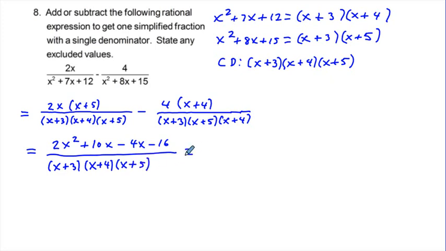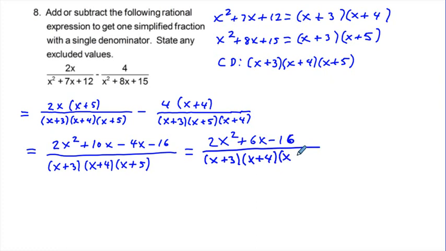And lastly, what we have here is we can combine like terms in the numerator. So the only thing we can do there is take that 2x squared, and then we have 10x minus 4x, so we have plus 6x, and then we have minus 16, all over our common denominator of the quantity x plus 3 times the quantity x plus 4 times the quantity x plus 5. And then it says for excluded values, let me do that. By the way, this is going to be our answer here.